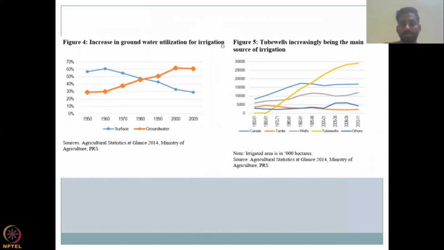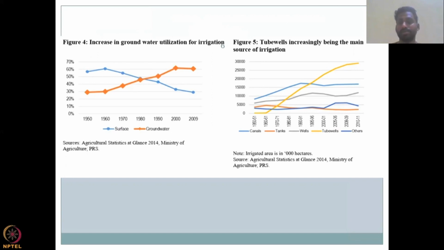The other figure, which is very interesting from the agricultural statistics in 2014, is the number of tube wells or wells that create access to groundwater. All of them have skyrocketed after the 1960s. So around the 1960s, you have more tube wells coming up. Tube wells access both the shallow and the deep aquifers, both the confined and the unconfined aquifers. So all the groundwater is being quickly taken out of the system for agricultural use.